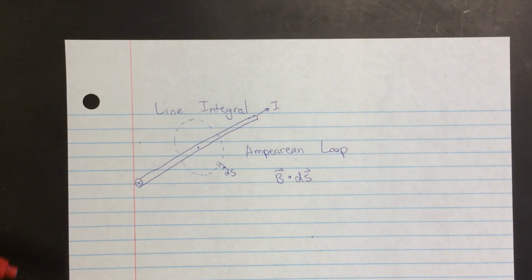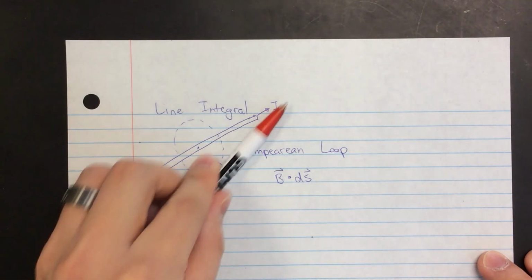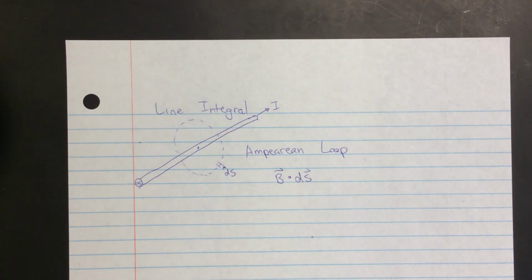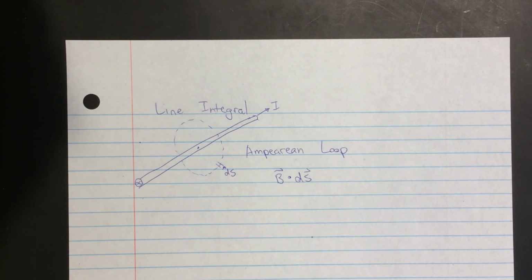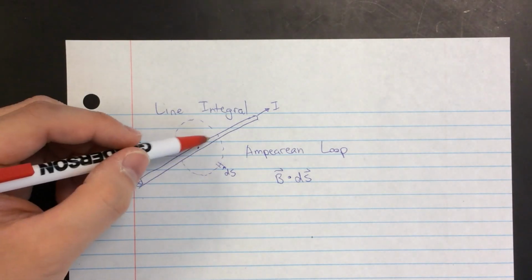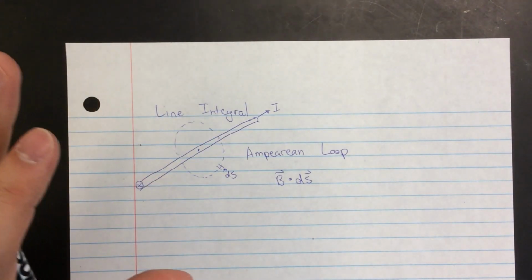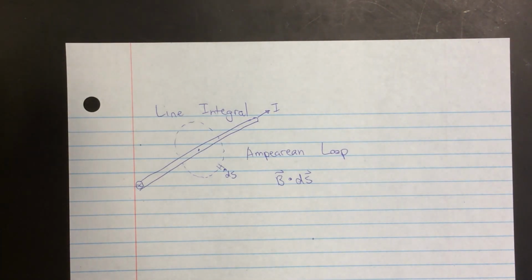ds has a certain direction. In this moment, it might be pointing like this. Kind of like with Gaussian surfaces, there's a distinct outside and inside. In an Amperian loop, it's not as distinct. You can have your Amperian loop with ds in one direction or the other direction. I don't think there is a real particular way to do it.